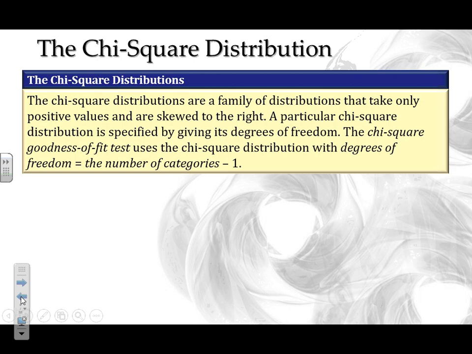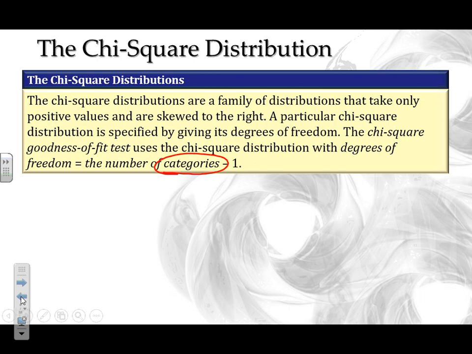Now, each particular chi-square distribution, just like the t distribution, is specified by a degrees of freedom. Now, the chi-square test uses the formula for degrees of freedom as the number of categories minus 1. This is extremely important here. With the t distribution, we use the sample size minus 1 to create our degrees of freedom.